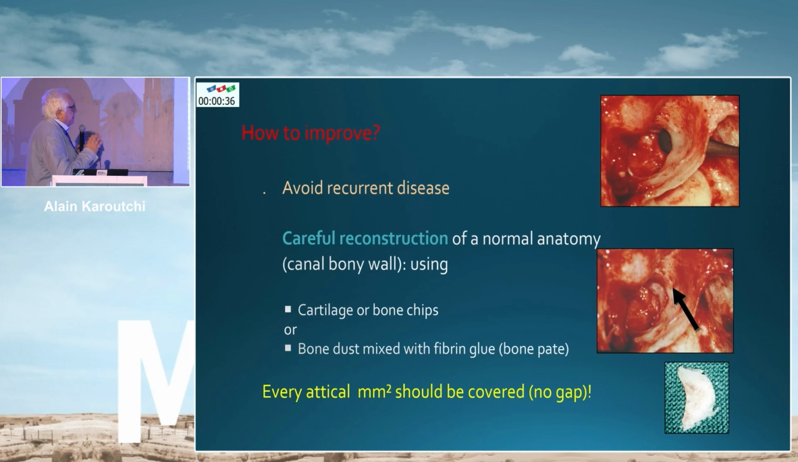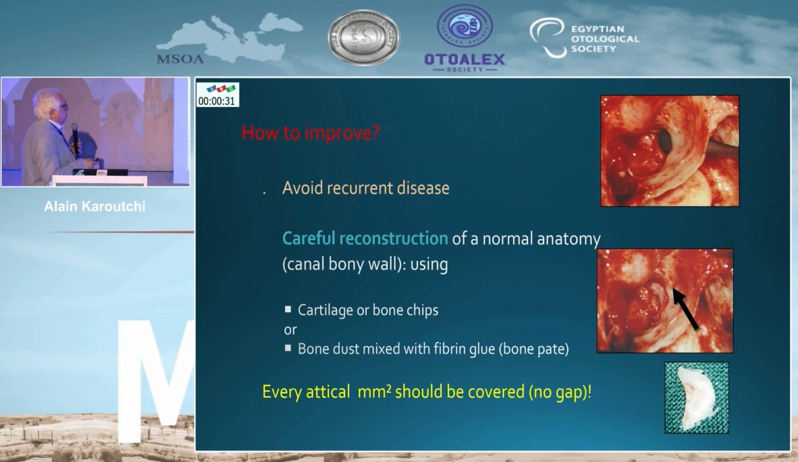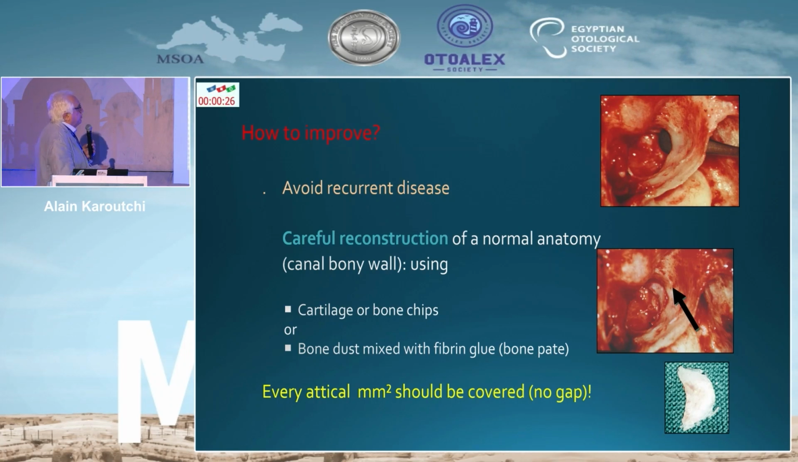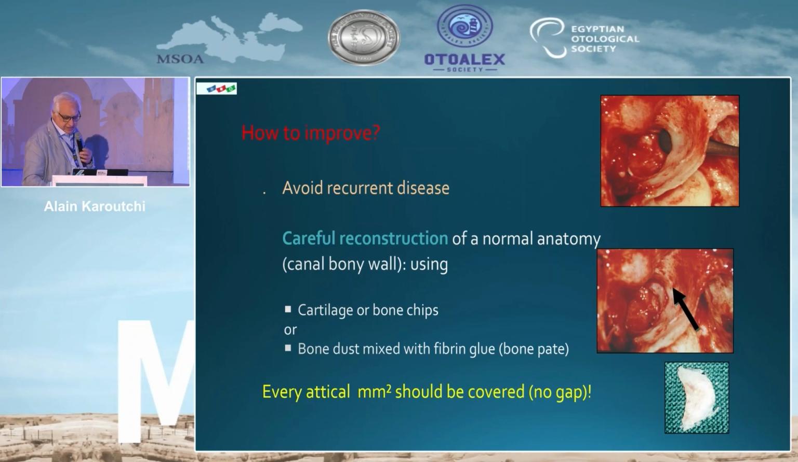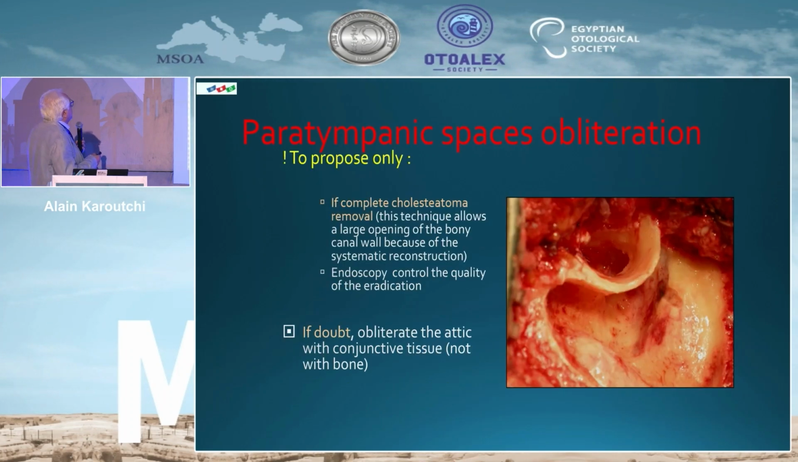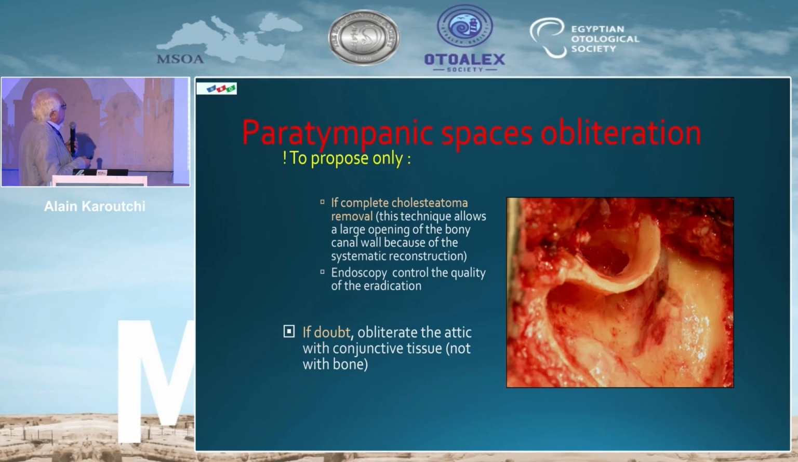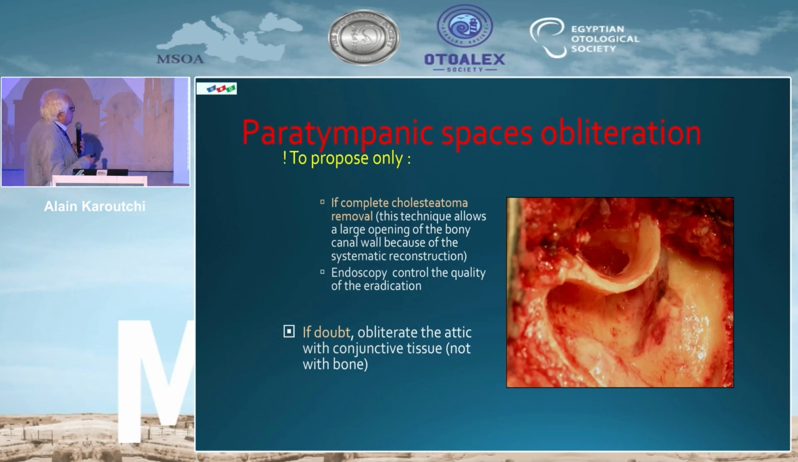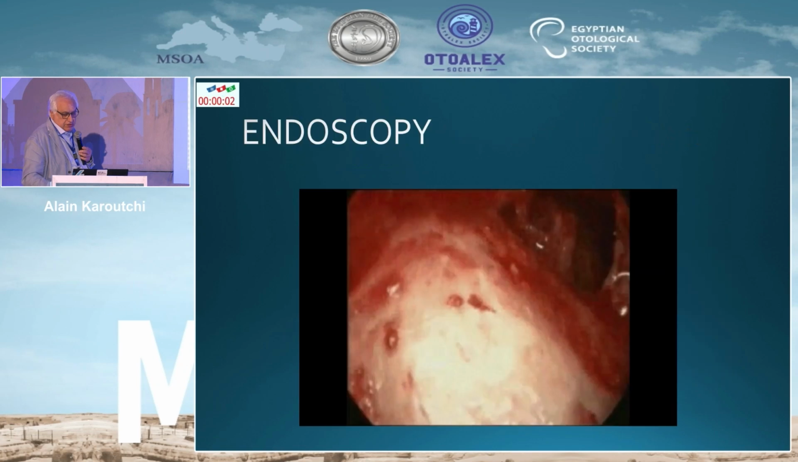You must take every space you must cover and try to put a piece of cartilage. You must block the space completely. If you have the possibility when you do surgery, you must conserve the posterior part of the external canal. So you can propose this technique only if you have complete cholesteatoma removal, and the endoscopy gives you good quality. If you have a doubt, it's better to do obliteration with conjunctive tissue.